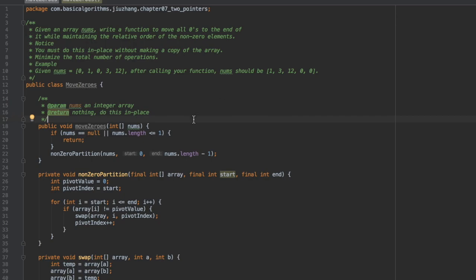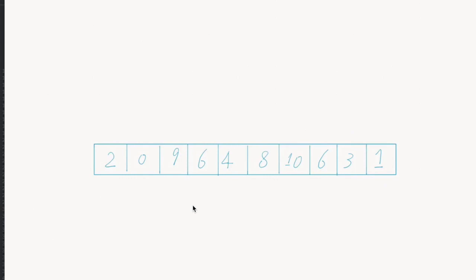So here, notice we have two pointers. One is the I, basically we loop through the array. Then we have a slow runner called pivot index. And notice the condition here. Instead of comparing the element's value and the pivot value, we just see if the element is 0 or not. So we can illustrate here.